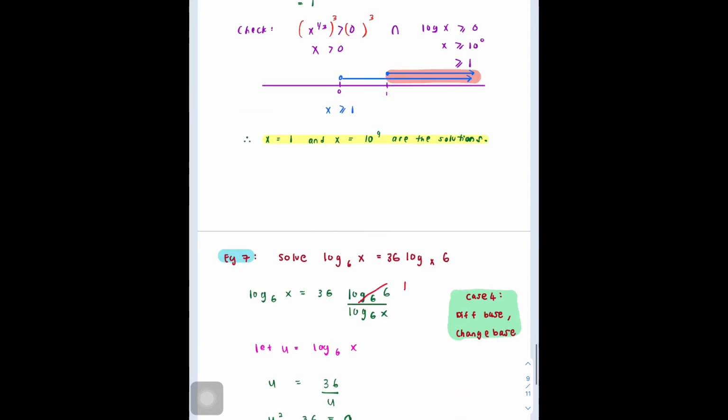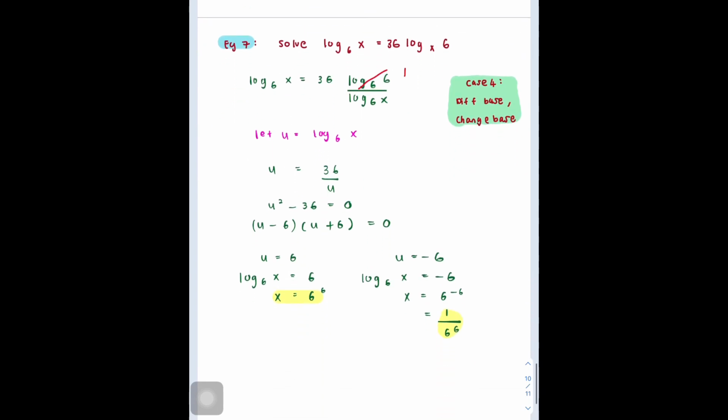Okay, the last example. If you have another case, which is the last case, if you have different bases of the log function, you use the change of base formula. Remember the change of base formula? When you have, let's say, log base a of u, and you want to change into the base of 10, you have log u over log a. So this is the formula of changing base.